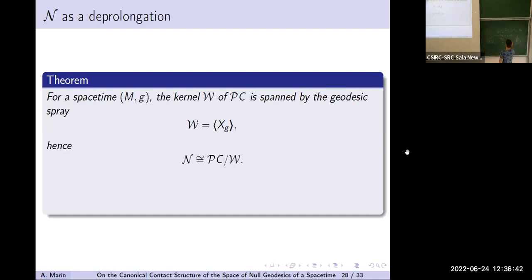What does this give us? Well, this gives us that we can recover the space of null geodesics, because if I take BC and I quotient by this kernel, well, BC is exactly just the bundle of cones quotiented out by the Euler vector field. And then this thing is exactly the geodesic spray. So by definition, this recovers the space of null geodesics.